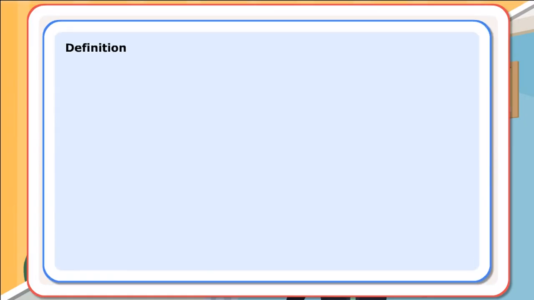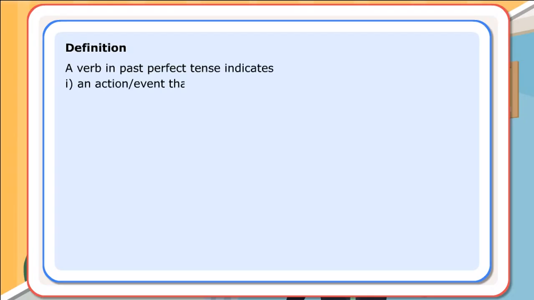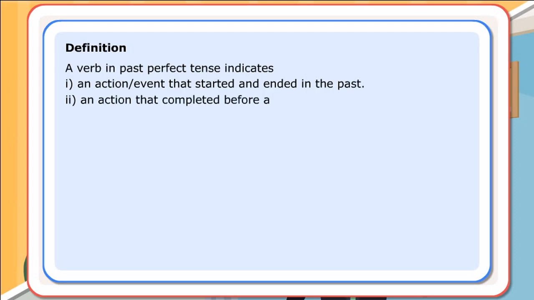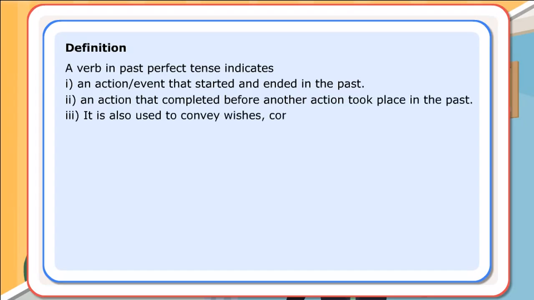Definition. A verb in past perfect tense indicates: 1. An action or event that started and ended in the past. 2. An action that completed before another action took place in the past. 3. It is also used to convey wishes, conditions, or in a reported speech.